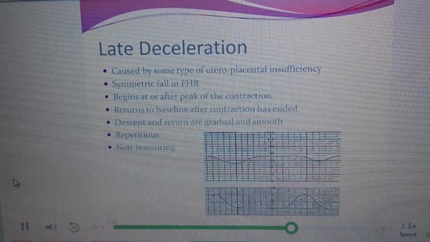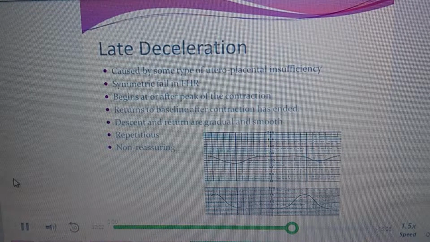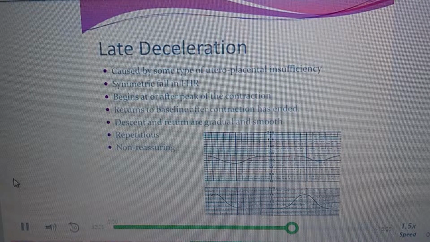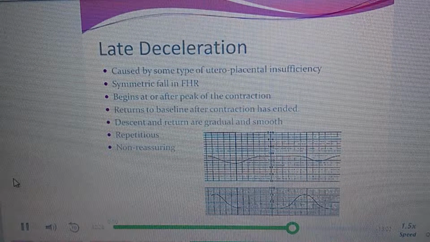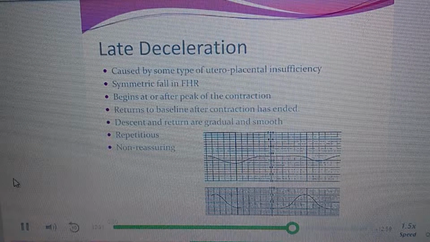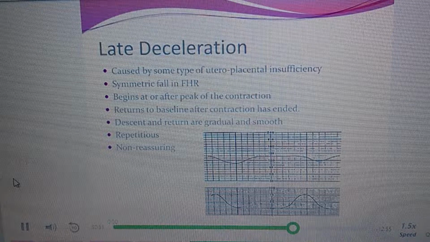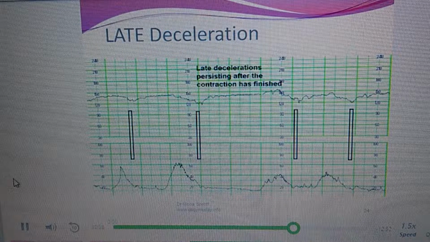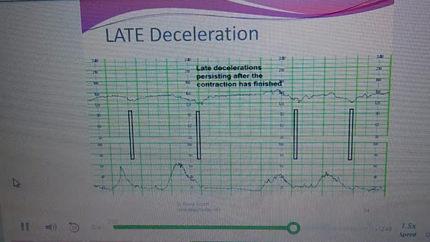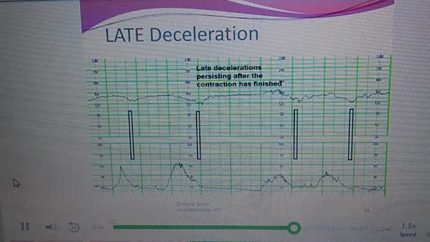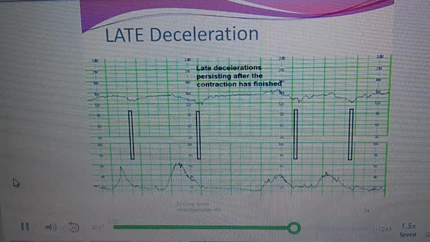Okay? Typically, these are repetitive and they're non-reassuring. So an intervention must take place for late decels. An intervention must take place. This is what a late decel looks like. Okay, this is what you may see on the monitor. You can see where the little long bars are representing where the peak of the late meets the end of the contraction after the contraction is ending.